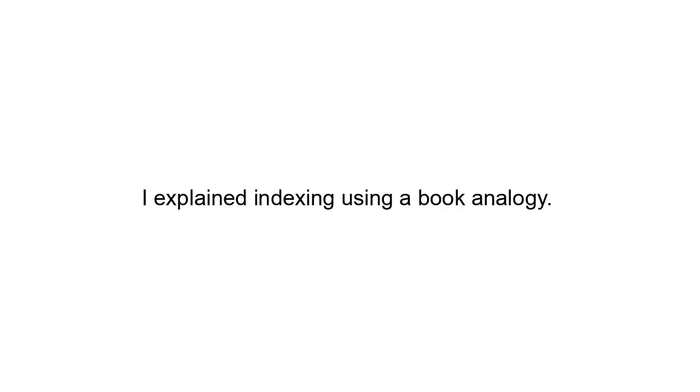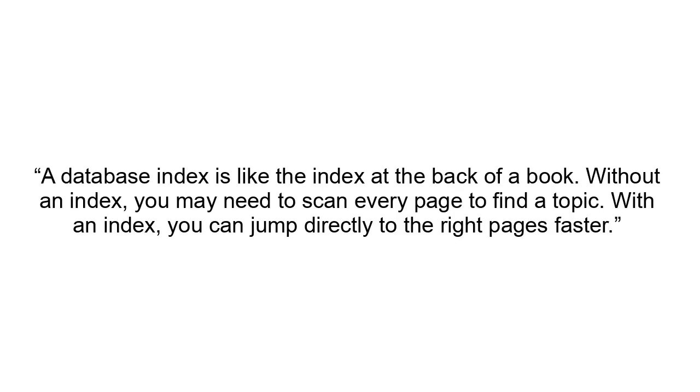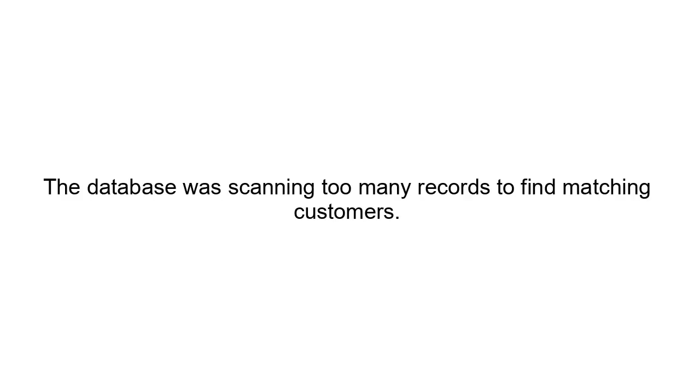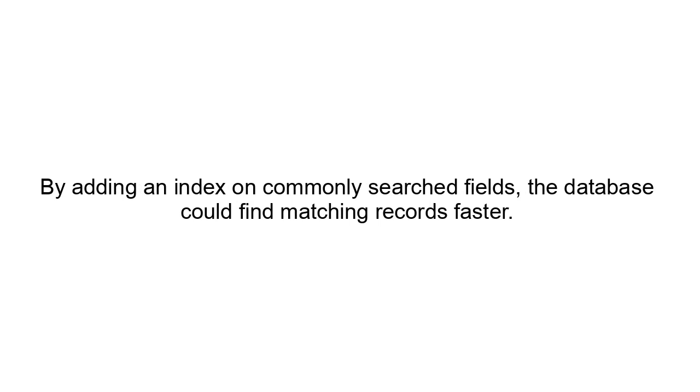Action. I explained indexing using a book analogy. I said, a database index is like the index at the back of a book. Without an index, you may need to scan every page to find a topic. With an index, you can jump directly to the right pages faster. Then I explained the application issue. The database was scanning too many records to find matching customers. By adding an index on commonly searched fields, the database could find matching records faster.